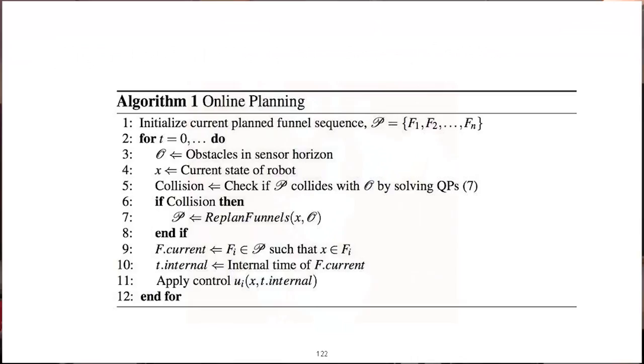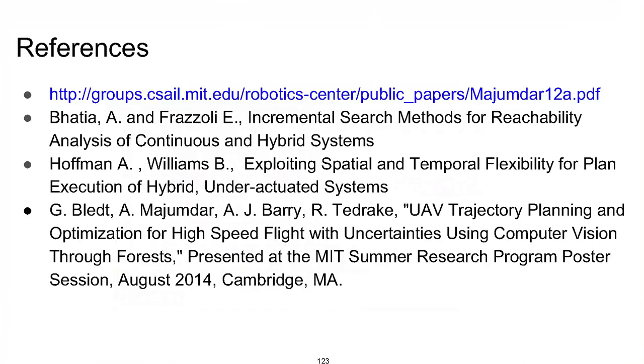And this is the online planning algorithm that we saw before. Some of the references: the paper from the video that we just saw is given here, and that also goes to the example of more death. Frizzoli's was one of the original people that could do the flow tube. Hoff and Williams did the temporal planning for footsteps and decoupling the humanoid system. And I did most of the stuff on the quadcopter. I did some of that a couple years ago.